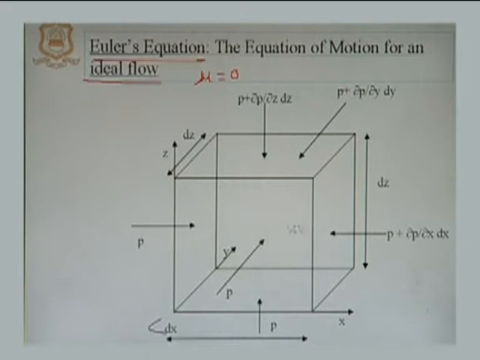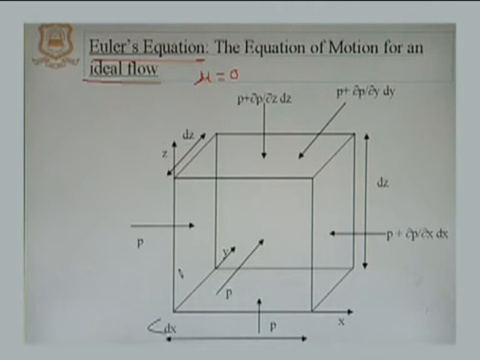So, for that what we do, we select a parallelepiped in a Cartesian coordinate framework x, y, z, a 3-dimensional coordinate system in a fluid regime. This is a fluid regime, and these fluid elements are having size dx, dy, dz in x, y, z direction.